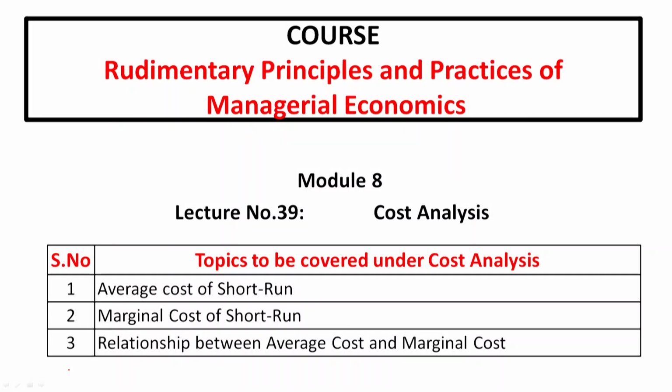In the previous lecture, we have discussed cost function, cost output relationship, and short run cost, in which we discussed the total cost. In today's lecture, we will be completing the short run cost. Today we are going to discuss average cost, marginal cost and the relationship between average and marginal cost.